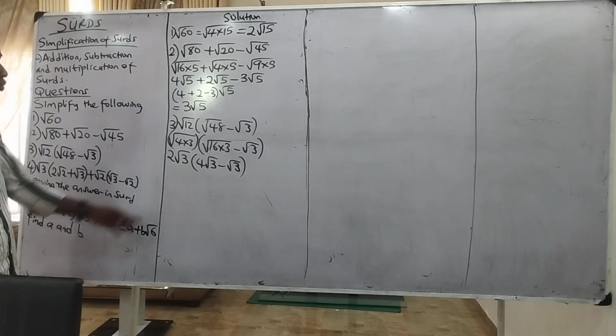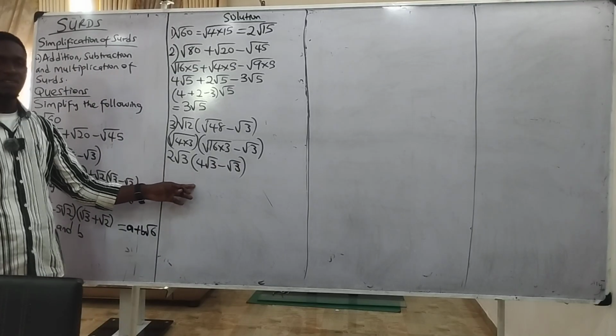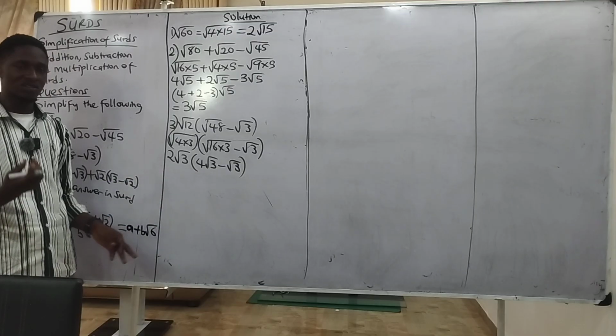So let us now open. You can see that we have simplified it and we have gotten a number that is small.